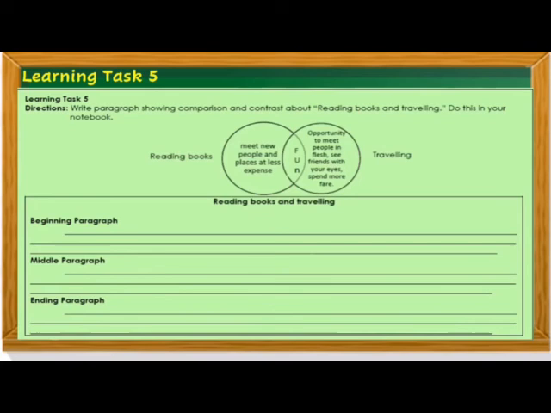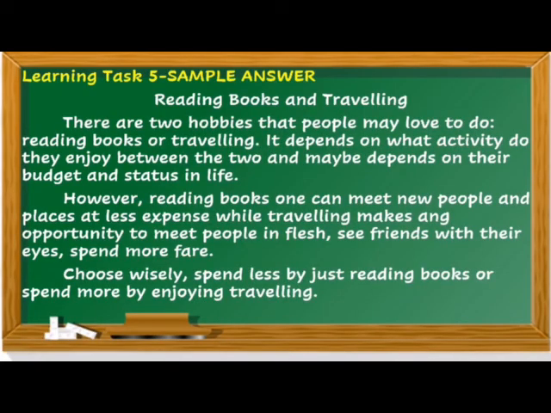And for learning task number 5, write a paragraph showing comparison and contrast about reading books and traveling. Do this in your notebook. Again, you also have the beginning paragraph, middle paragraph, and ending paragraph. This is the Venn diagram about reading books and traveling. This one is the similarities, and the differences here. And here's the sample answer for learning task number 5.